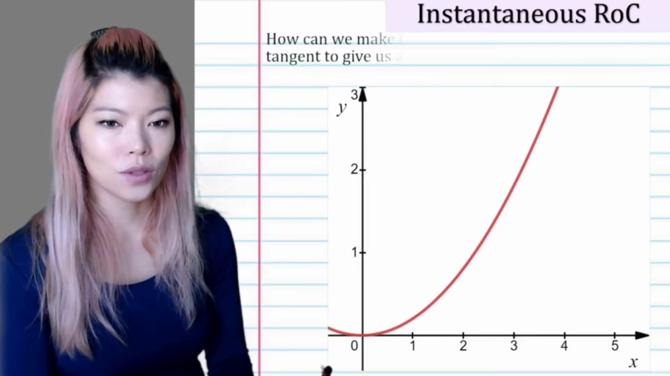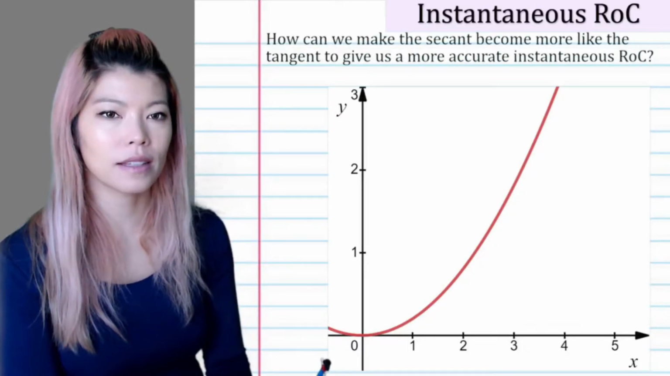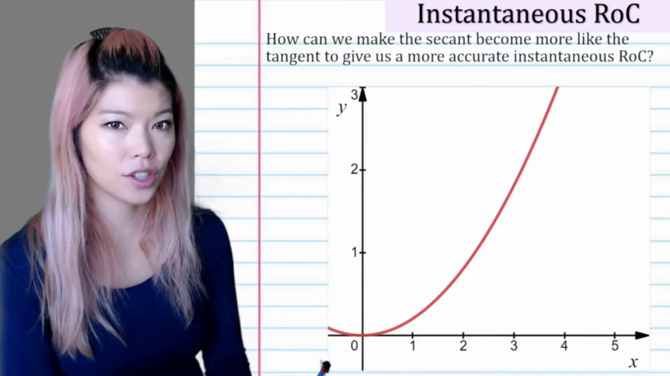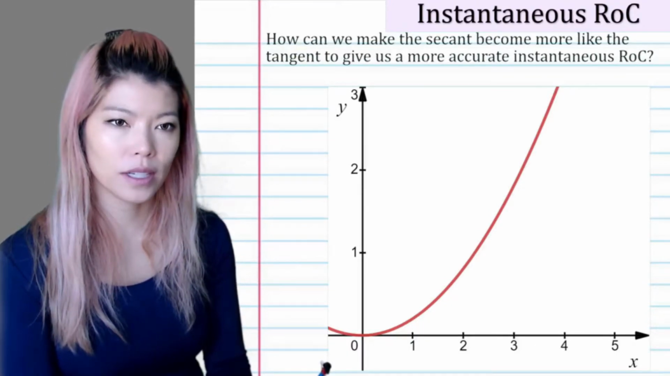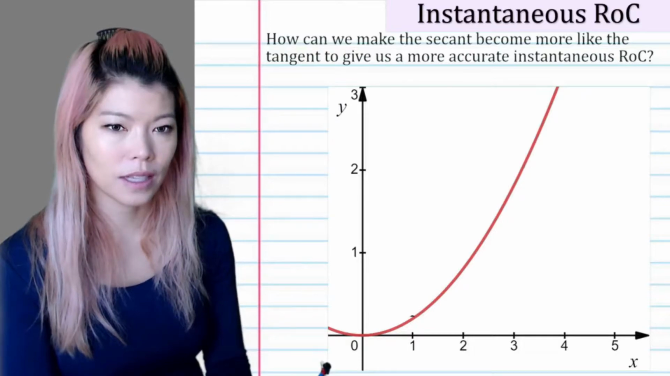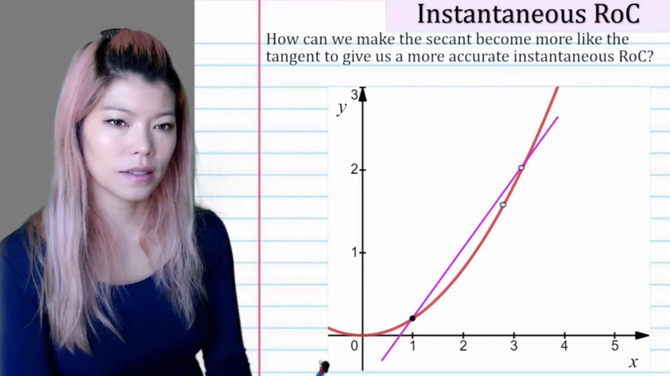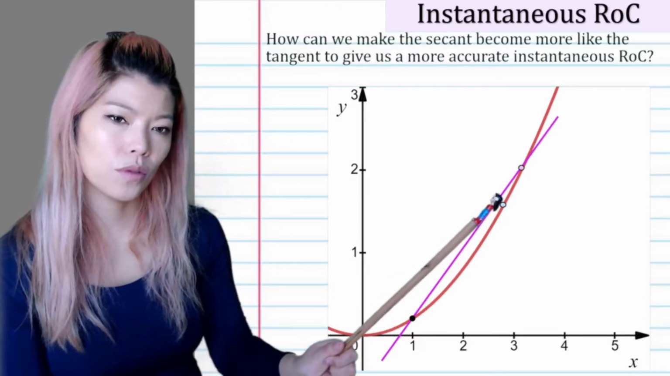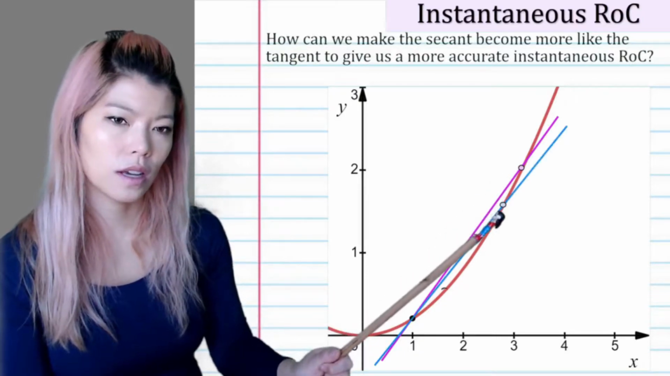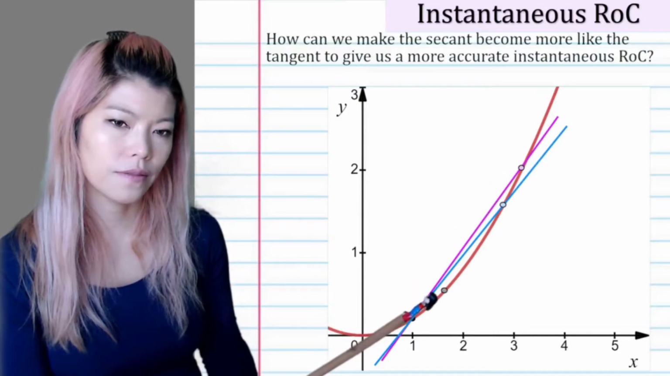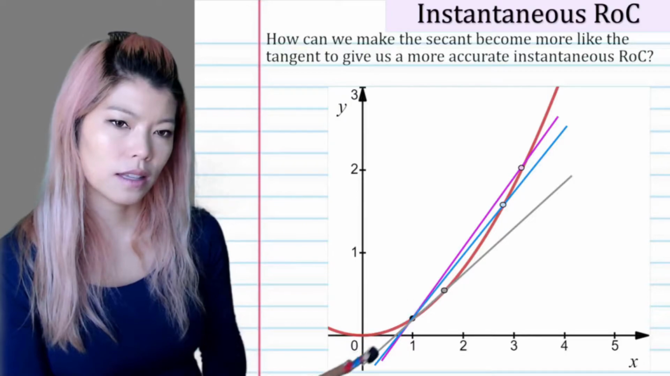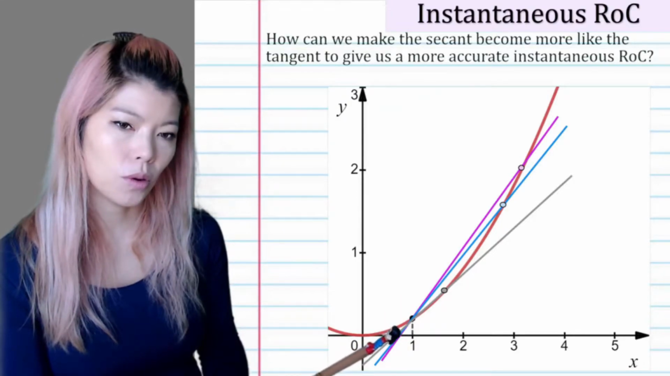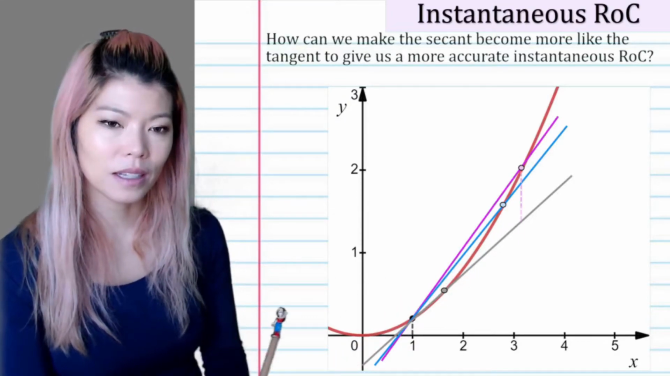So instantaneous rate of change. How can we make the secant become more like the tangent to give us a more accurate instantaneous rate of change? So here's a secant. What happens when we move the two dots a little bit closer to each other? We can see that the secant is becoming more and more like the tangent.